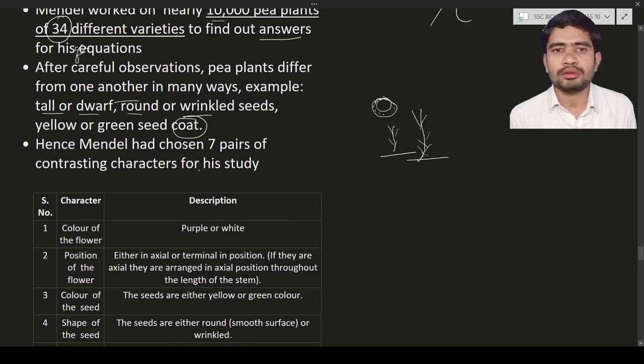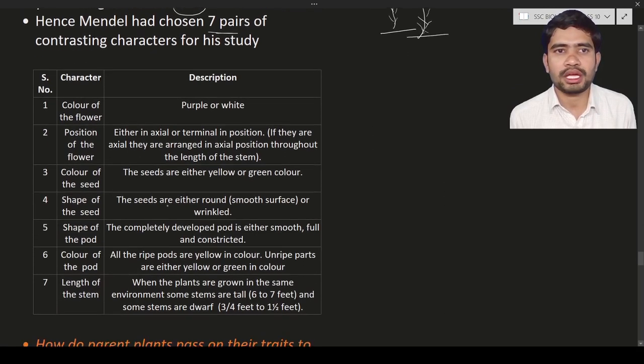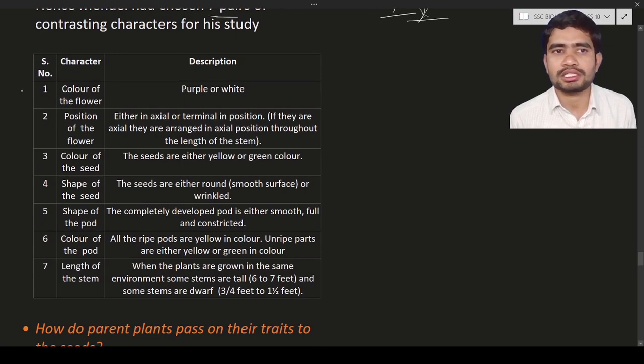Just now we have seen that Mendel chose some important characteristics. Mainly, he chose 7 pairs of contrasting characteristics. In this table you can see what these 7 characteristics are. The first character is the color of the flower. The color of the flower may be white or purple. This is one of the contrasting characteristics.